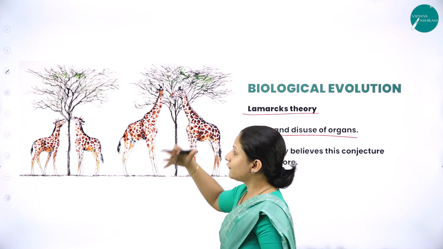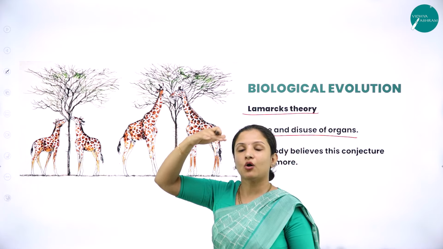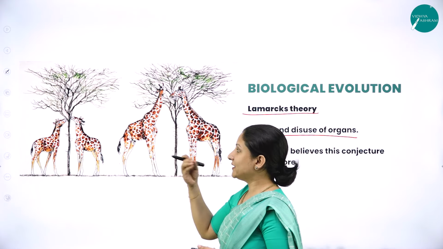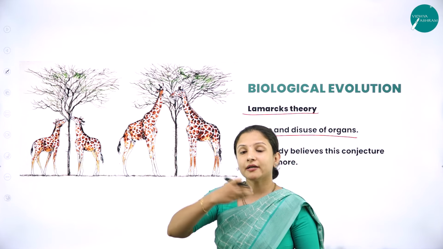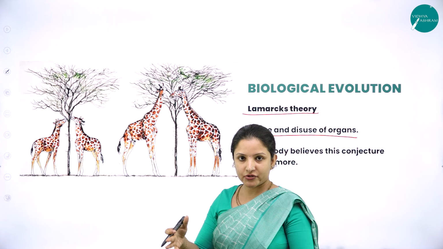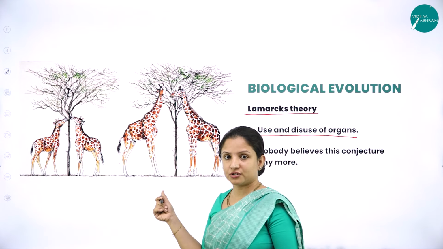Because of overuse of the necks to reach the leaves that are present on the trees, the giraffe's neck over a period of time, about many years, started to become long, and the present day giraffe has the long neck that we see. So this is the use and disuse theory.